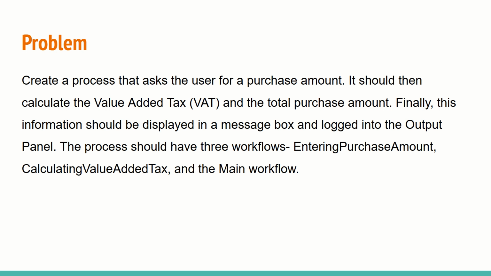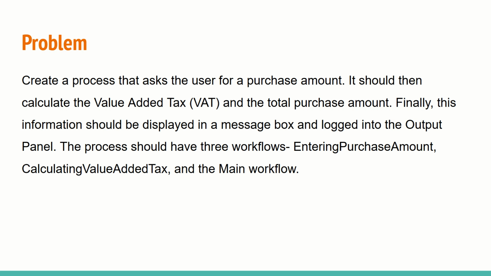In this session, we are going to learn solving a problem where we create a process that is going to ask the user for a purchase amount, and it should then calculate the value added tax and then finally the total purchase amount. And the amount that is calculated must be displayed in the message box, as well as it must be displayed in the console window, that is output panel.